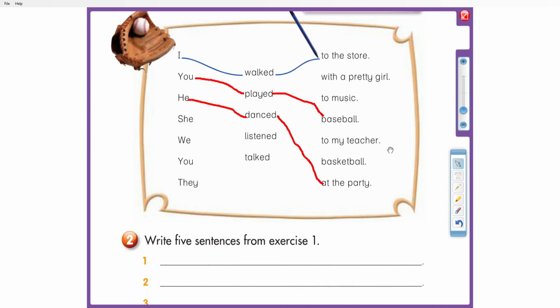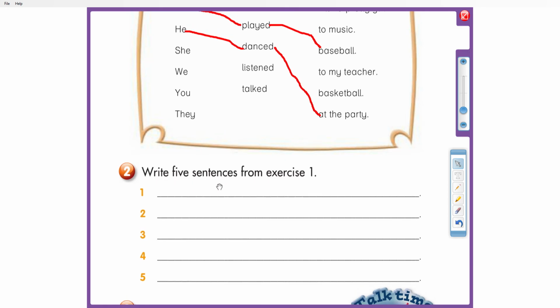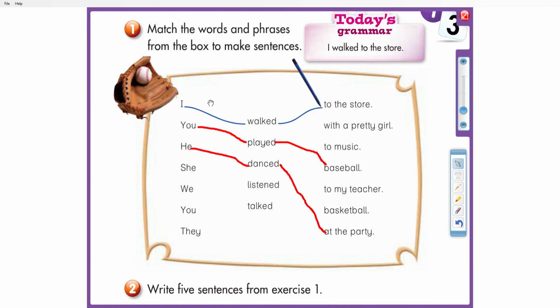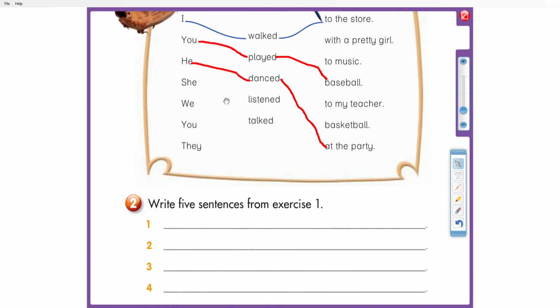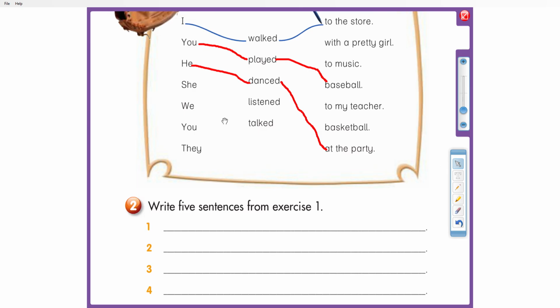After you finish the exercise, do this exercise. Write 5 sentences from exercise number 1. Those sentences, write them here, okay? For example, I walk to the store. You are going to write, I walked to the store. Okay, very clear. Understood? All right.